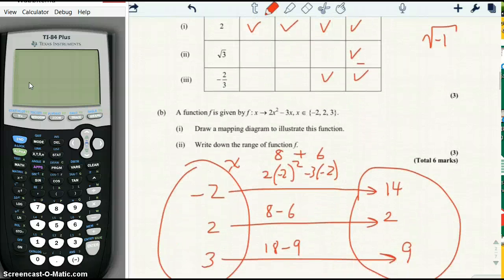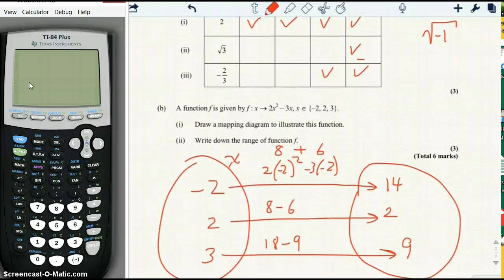Okay, now B. A function f is given by 2x squared minus 3x, and the domain of x is negative 2, 2, and 3. Draw a mapping diagram and write down the range of function f. So the mapping diagram is this: negative 2, 2, and 3. What does it map to? Well, negative 2 maps to 14, 2 maps to 2, and 3 maps to 9.